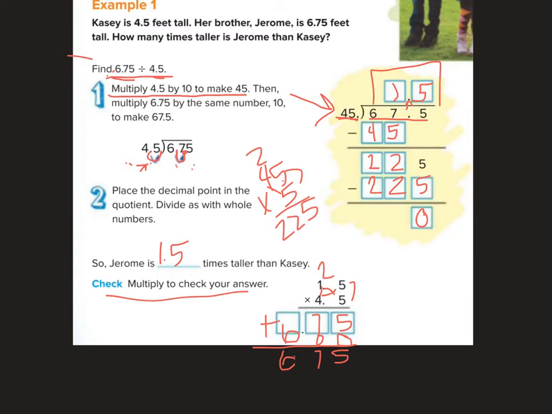Probably not the bottom of your screen. 6 75/100, which is what we should have started with. Woohoo! Checks out. Okay, next example.